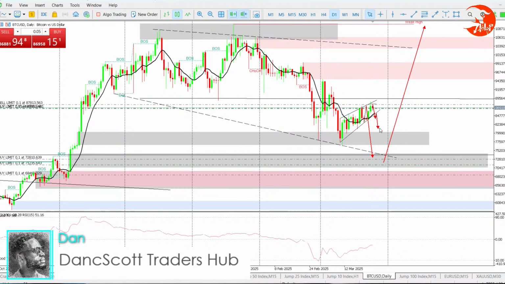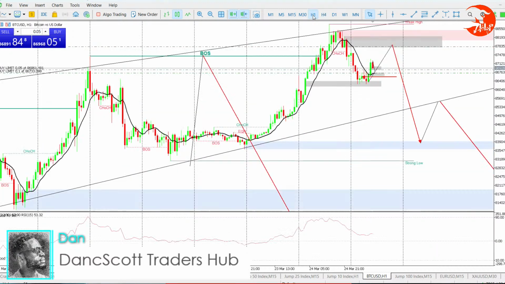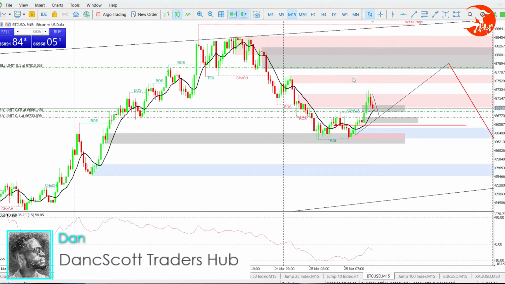Now I can go to H1 and wait for the activation of my limit orders. In fact, M15, and that's it. That will be it, and I'll be in money before the day ends. I'm going to be counting BTC money.